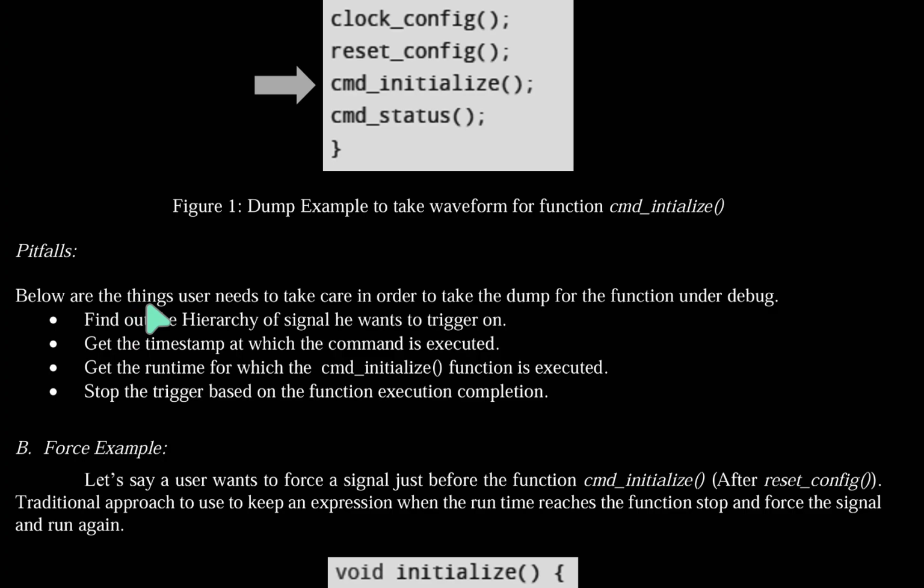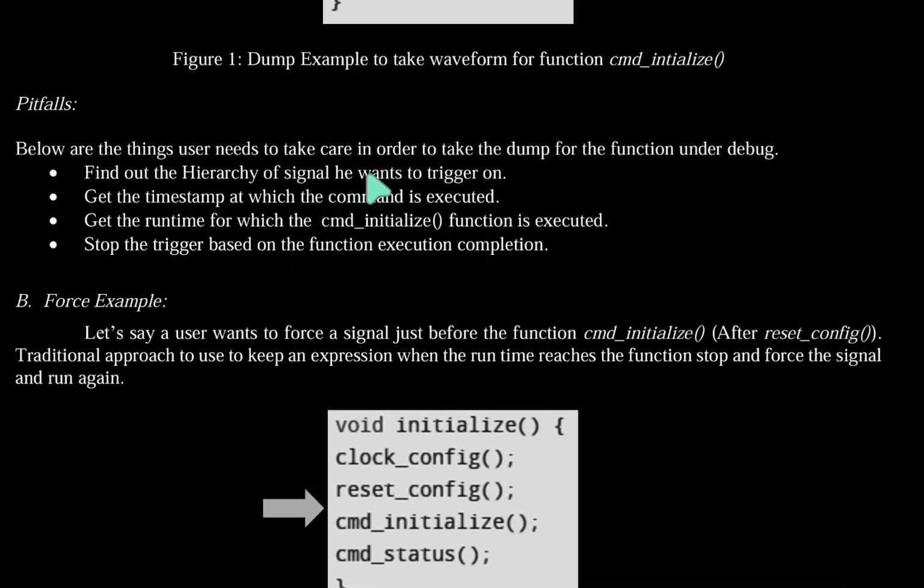Below are the things we usually need to take care of in order to take the dump for the function under debug. Find out the hierarchy of a signal he wants to trigger on. Get the timestamp at which the command is executed. Get the runtime for which the cmd_initialize function executed, and stop the trigger based on the function execution completion.